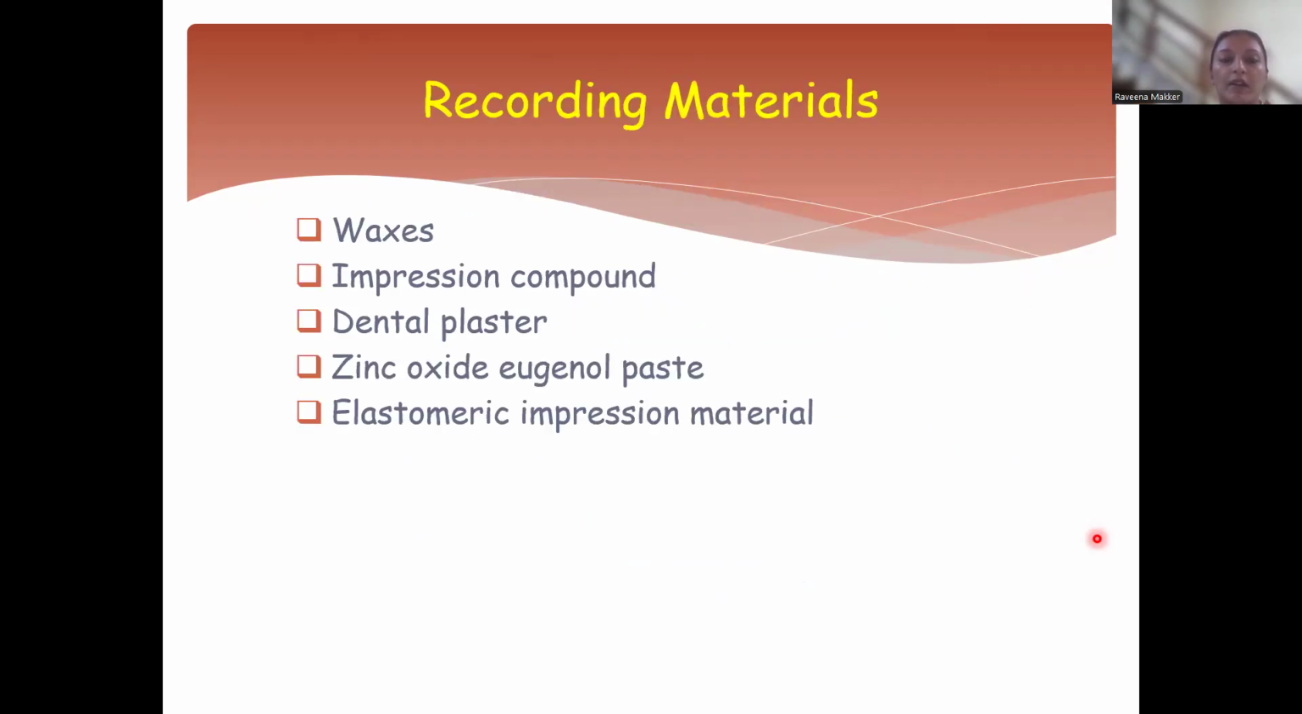The various recording materials that can be used are waxes, impression compound, dental plaster, zinc oxide eugenol paste, and elastomeric impression material.